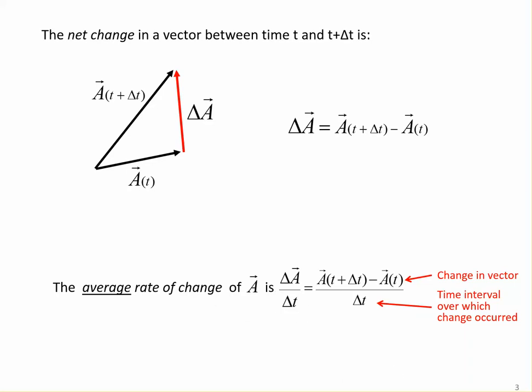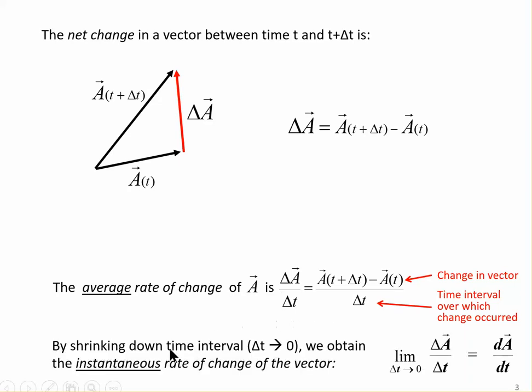Now, often in physics, that's not quite good enough. You may not want to know the average rate of change of the vector over some long time interval. You want to know how it's changing right at a given moment. So what we can do is shrink down the time interval that we're looking at the vector over and define what's known as the instantaneous rate of change of the vector. Rather than telling us the average rate of change over some long period of time, we can say, in this very short time interval, how is the vector changing?